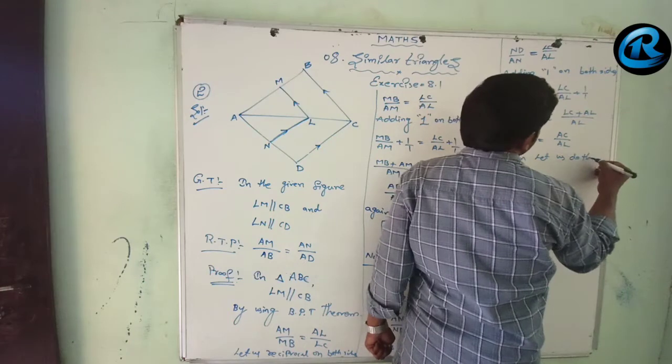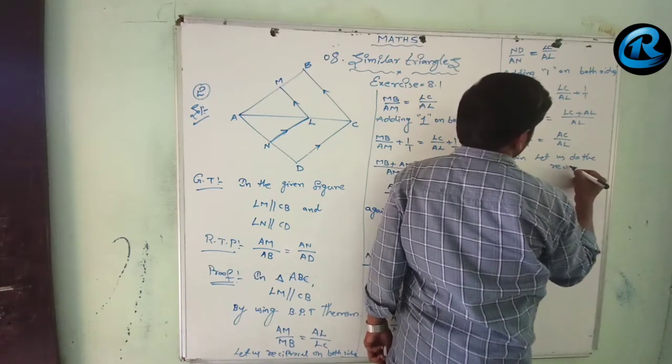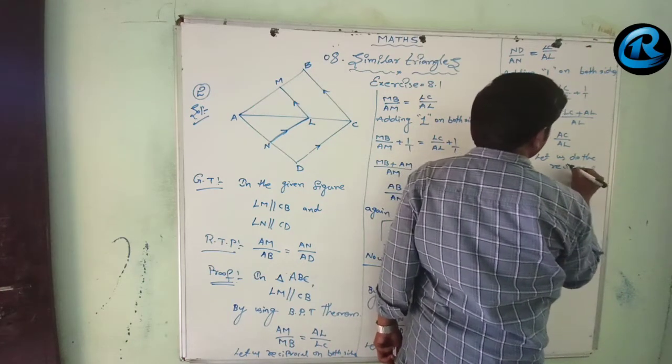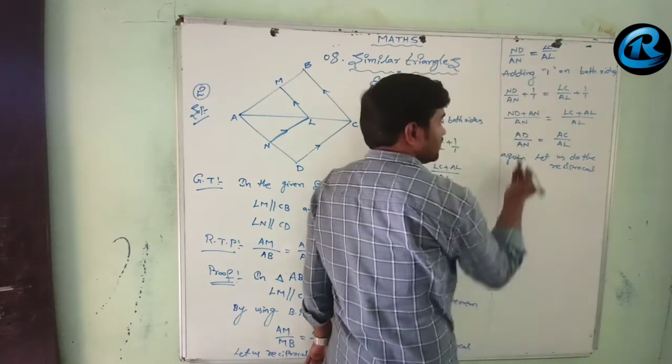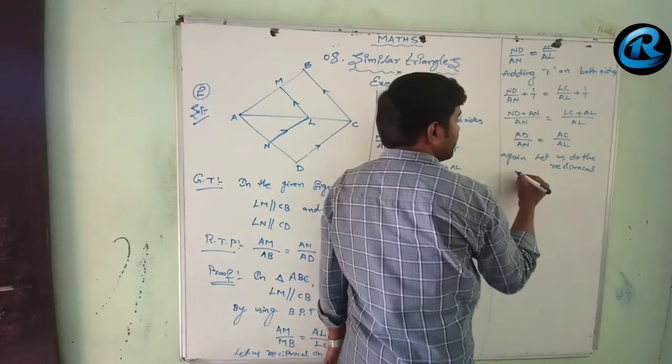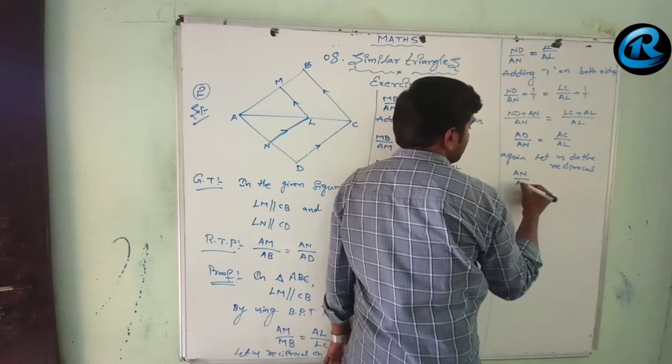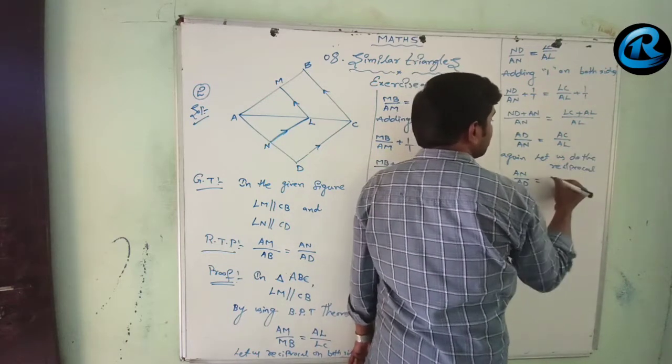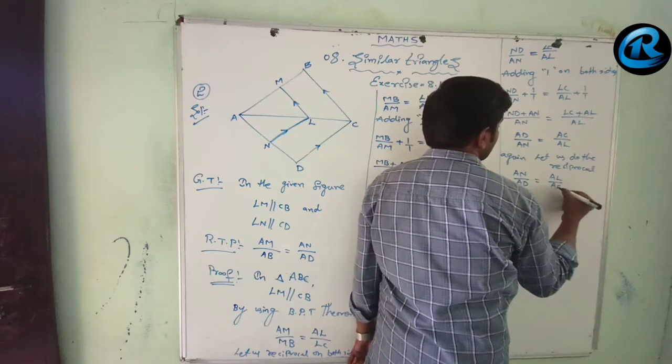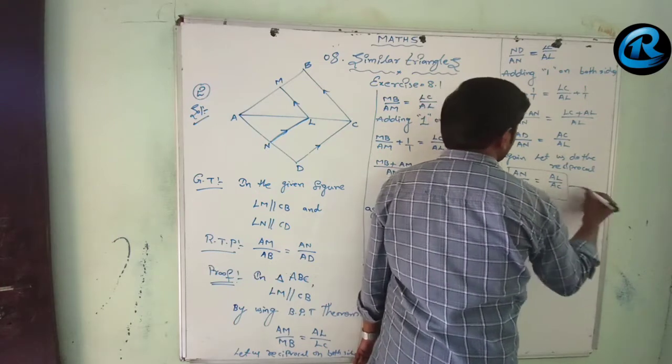Let us do the reciprocal. Reciprocal అంటే ఏంటి? న్యూమరేటర్ ని డినామినేటర్, డినామినేటర్ న్యూమరేటర్ గా చేంజ్ చేయాలి. So AD by AN becomes AN by AD, that is equal to here AL by AC. Now this is equation number 2.